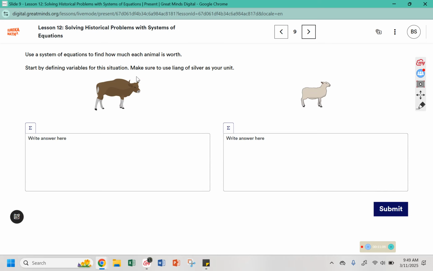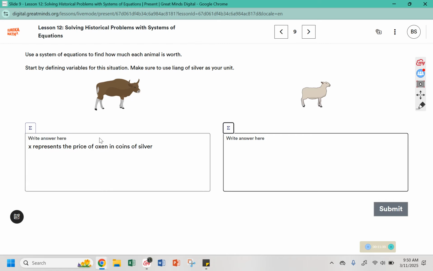Use a system of equations to find how much each animal is worth. Start by defining variables for this situation. Make sure to use liang of silver as your unit. So we're going to say x for oxen, in coins of silver. And then for the sheep, we'll use maybe y.